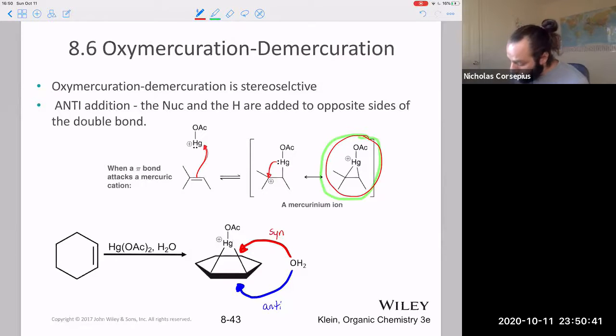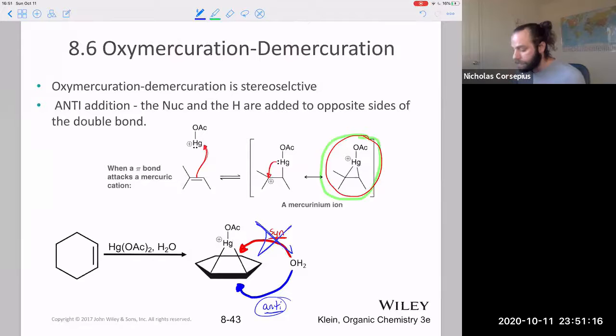Okay, so what happens then? We've formed our cyclic intermediate, and now the other nucleophile, in this case water, is going to go and attack, but it can only approach from one side. So there's two possibilities here. What we would call a syn addition, meaning it's going to approach from the same side where that mercury is, syn, same side, or the anti-addition, meaning it's going to approach from the other side. Only one of these occurs. Which do you think it is? So it's this anti-addition here.